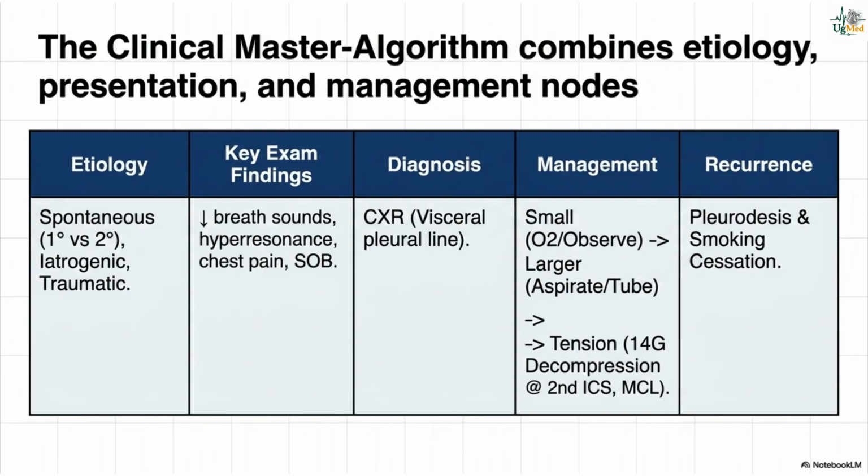Management then follows severity. Small pneumothoraces may be observed with oxygen therapy. Larger pneumothoraces generally require aspiration or chest tube placement. And any patient with tension pneumothorax requires immediate decompression, followed by definitive drainage. Finally, address recurrence prevention, including pleurodesis when indicated, and strong counseling for smoking cessation. That completes our structured review of pneumothorax diagnosis and management.